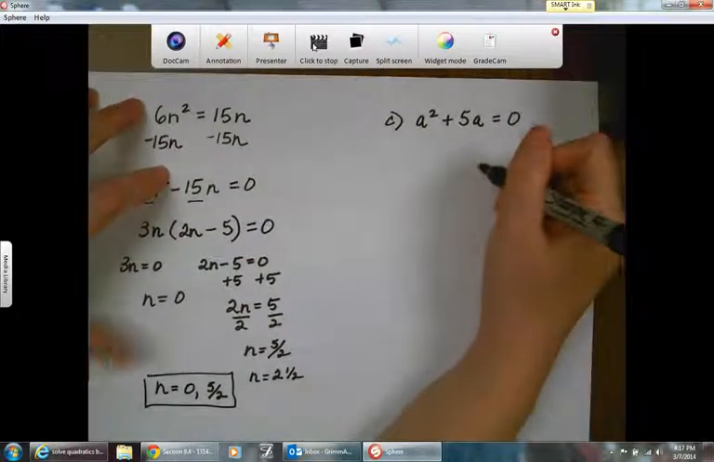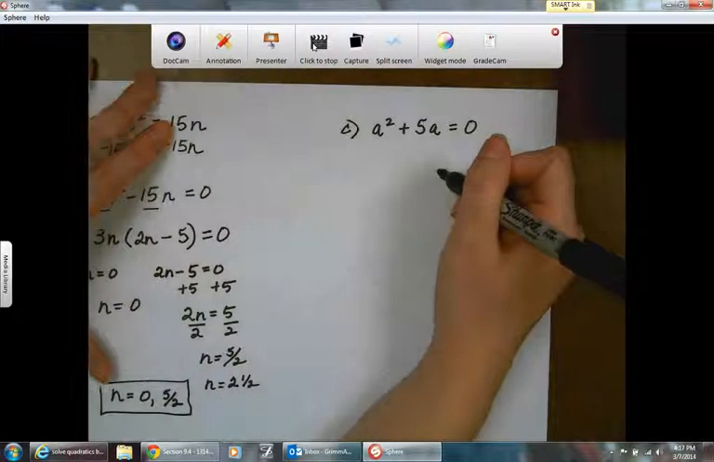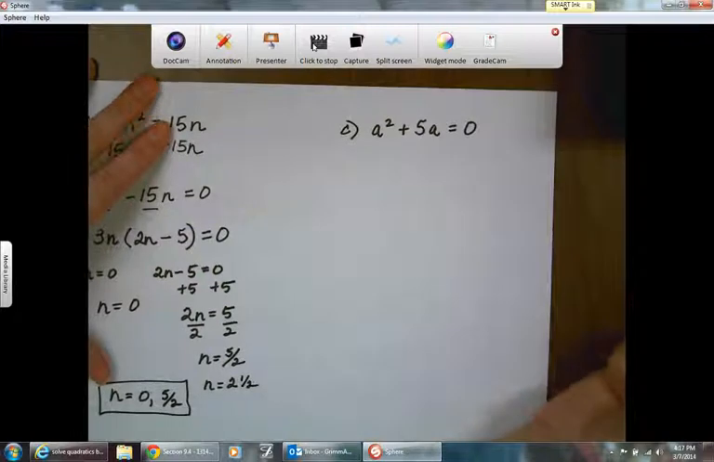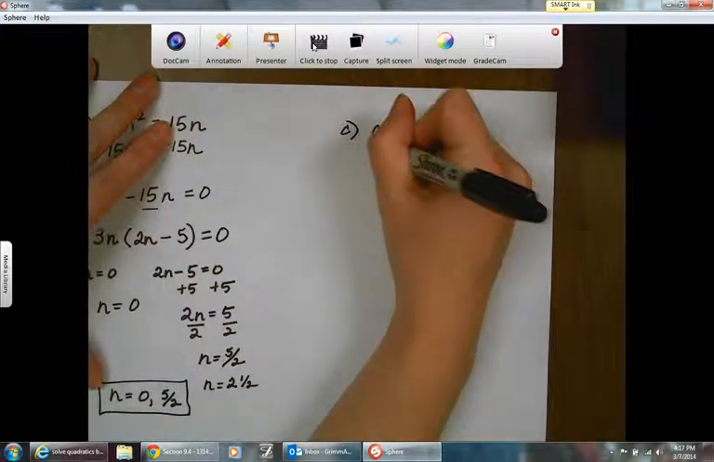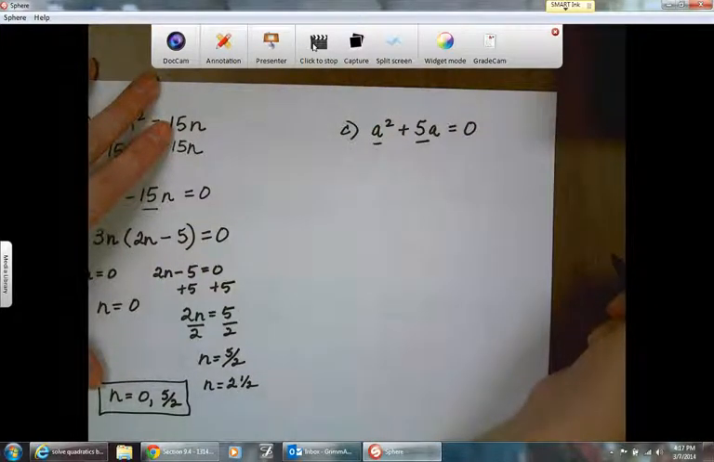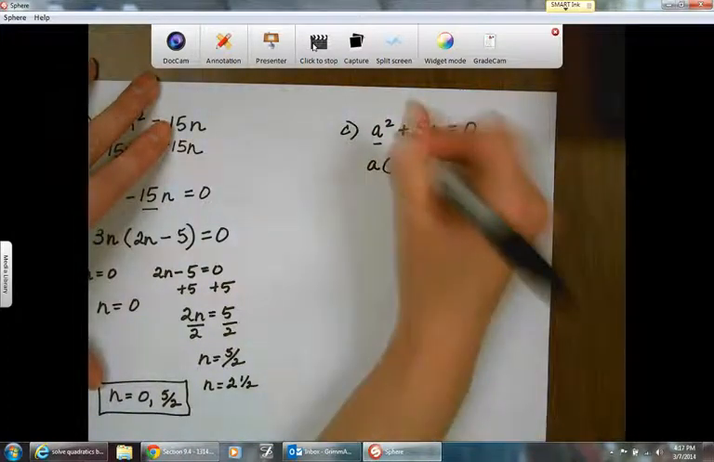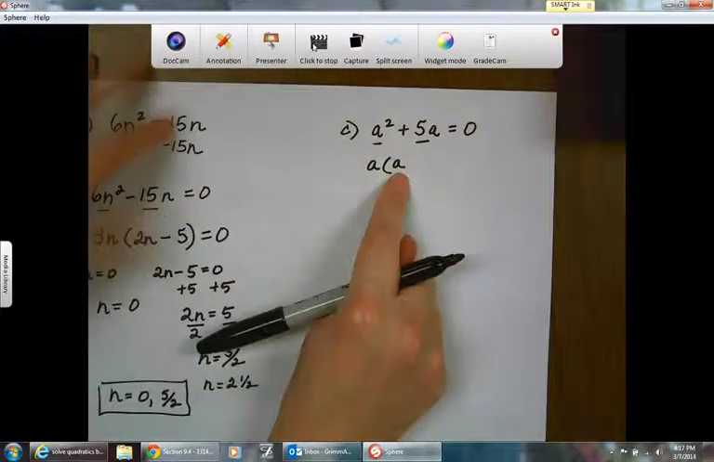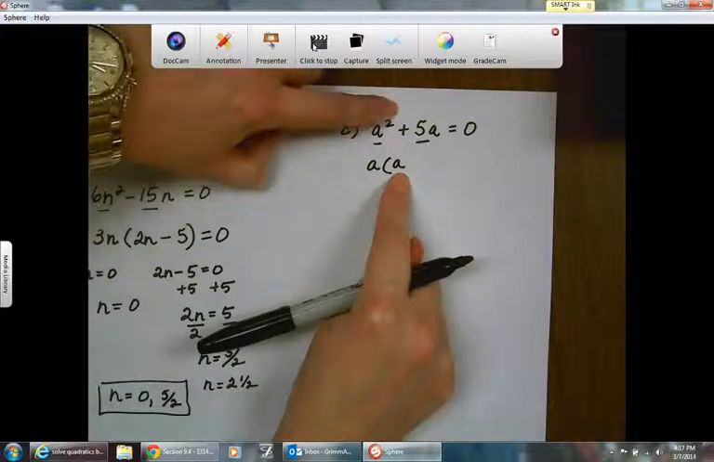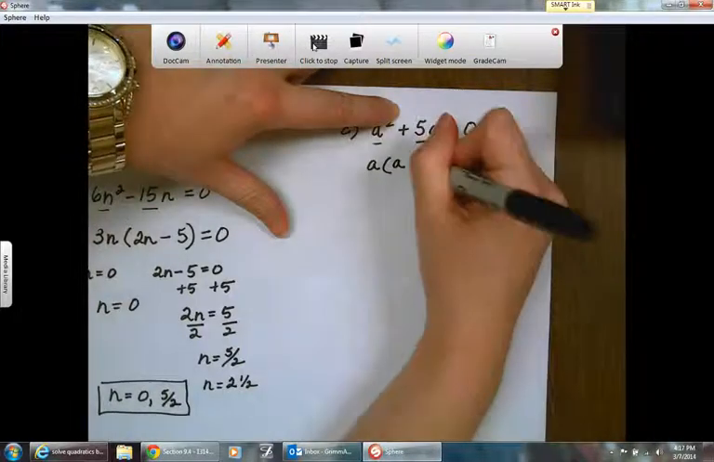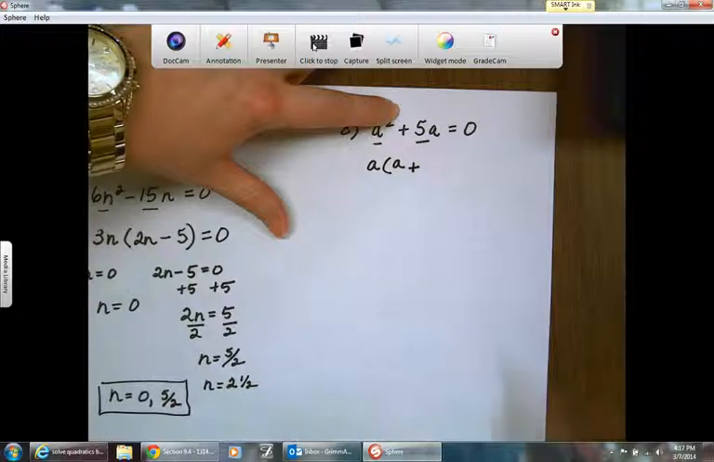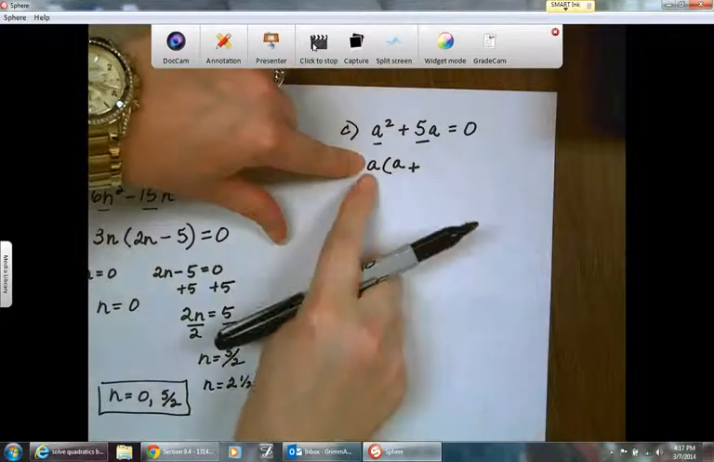All right, on my next one, it already has 0 equals over here on this side. So I'm going to go ahead and factor these two right here. I'm going to pull out the greatest common factor. Well, the greatest common factor on this one is just a. There's no other numbers to pull out. So I'm going to pull out the a. And what is left here then is a, because, again, a times a is going to be a squared. I'm going to keep my plus sign right here. And then 5a, what do I need to multiply this by? I just need to multiply it by a 5.